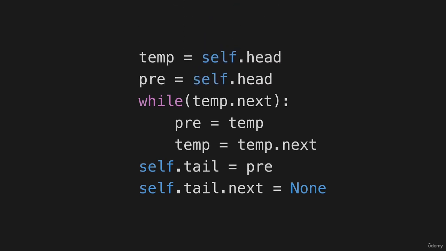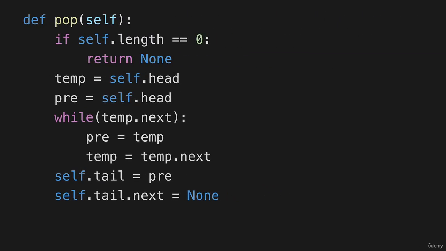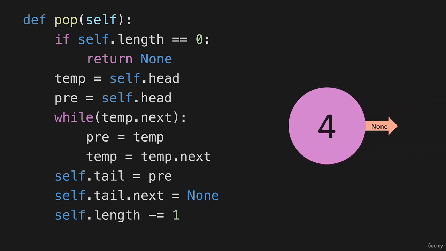We had also created these 2 variables. And let's add this in with the rest of our code. This is what we have so far. And then we're going to decrement the length by 1. But it still leaves us with one other edge case. That's the situation where you have 1 node.